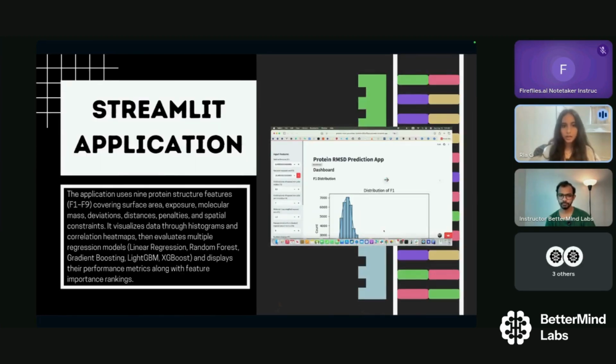So again, it uses the 9 protein structure features that cover surface area, exposure, molecular mass, deviations, distances, penalties, and spatial constraints. It also visualized data through histograms and correlation heat maps, and then evaluated multiple regression models like linear regression, random forest, gradient boosting, LightGBM, XGBoost, and displays their performance metrics along with feature importance rankings.